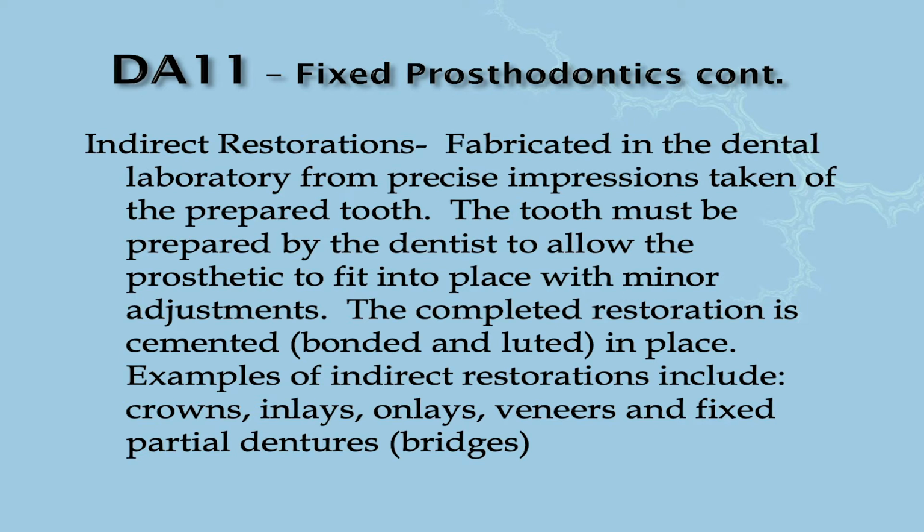The tooth must be prepared by the dentist to allow the prosthetic to fit into place with minor adjustments. The completed restorations are cemented, bonded, or luted into place. Examples of indirect restorations include crowns, inlays, onlays, veneers, and fixed partial dentures or bridges.